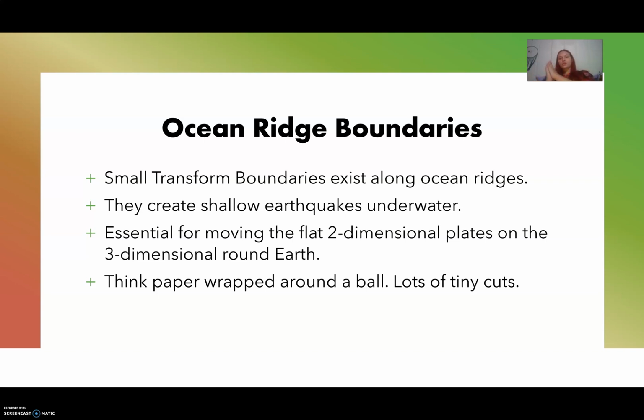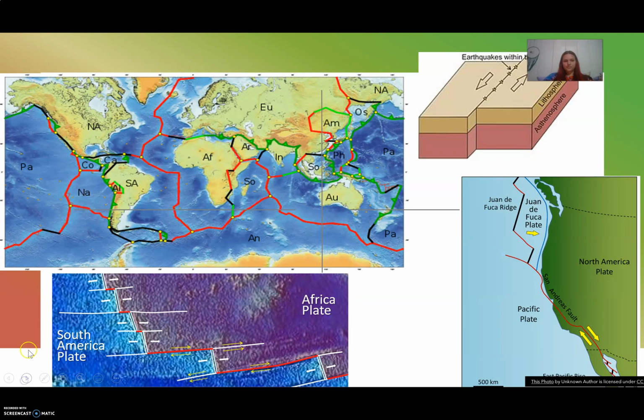So think about trying to wrap a ball for Christmas for your little brother, and how many times you have to cut that paper in order to wrap the ball versus if you were wrapping a box. And so all of these little transform boundaries are like tears or cuts in the paper that help smooth it over the Earth, which is round.